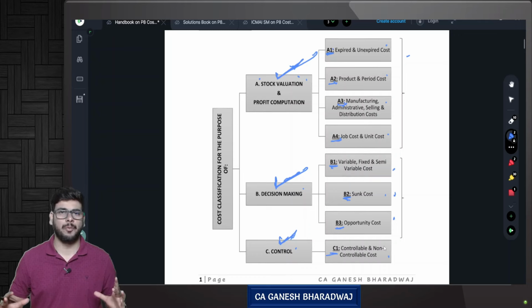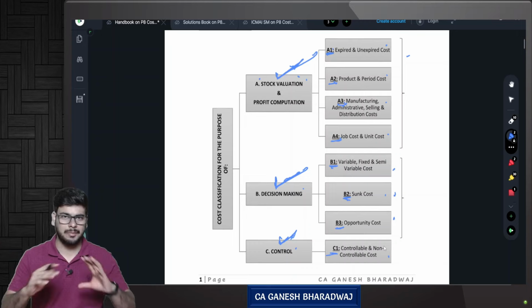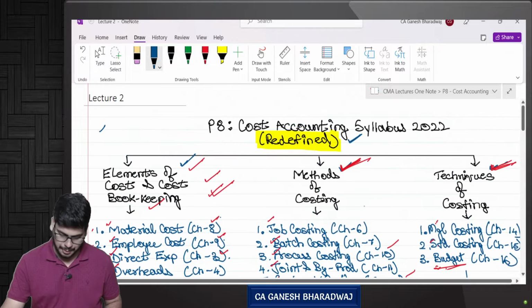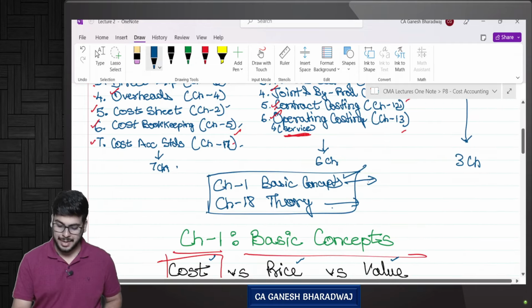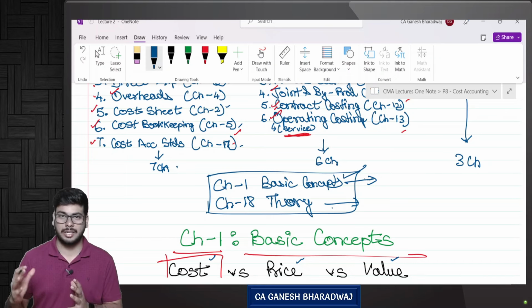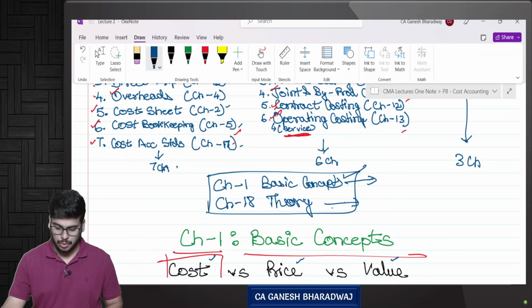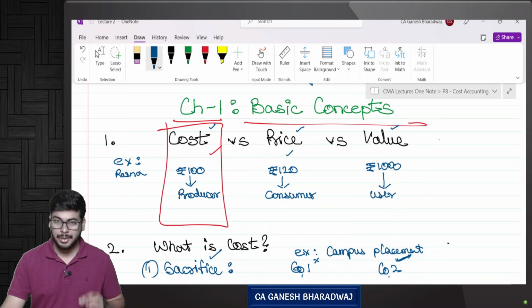So to just sum up whatever we have done in this particular lecture, number one, I classified our entire syllabus broadly, and I told you that our syllabus can be looked at from a different perspective. And we have classified this as elements of cost and cost bookkeeping, methods of costing, techniques of costing. I told you, apart from that, basic concepts is a chapter that I am keeping in our handbook. This is not there in your study material. However, this is a launching pad for you to learn the subject, and this theory we will be doing towards the end. And in basic concepts, we started off with the concept of cost versus price versus value, wherein I gave a Rasna example to explain everything.